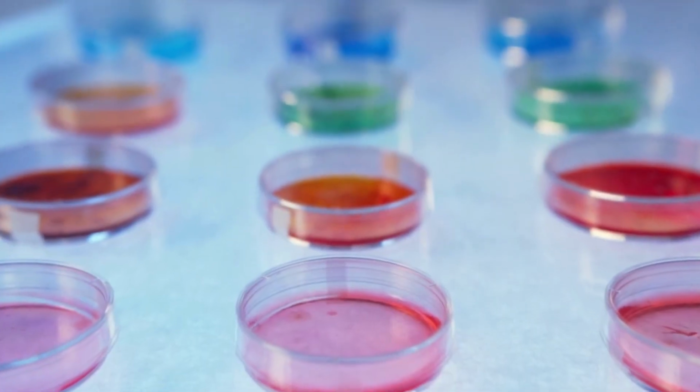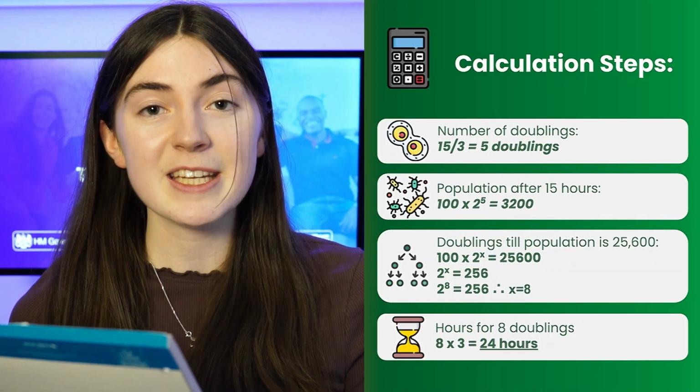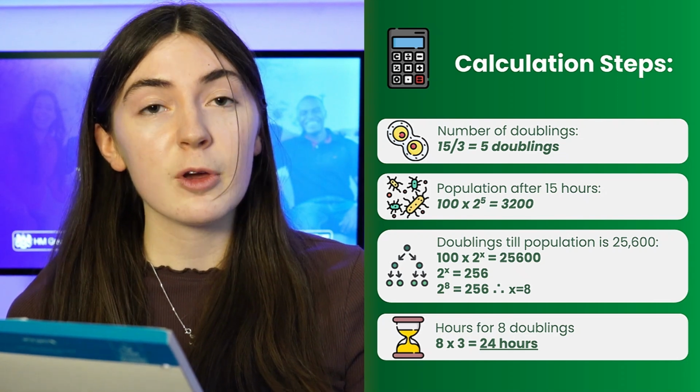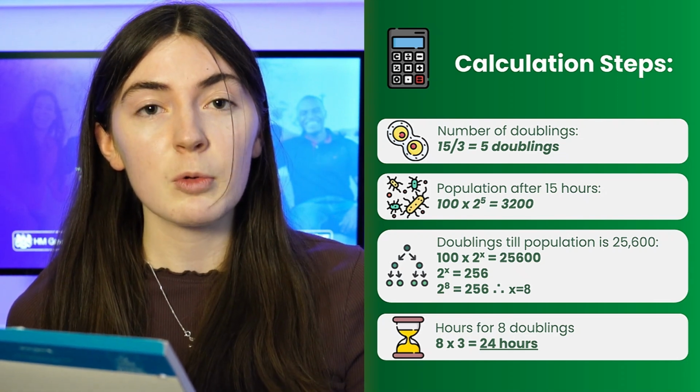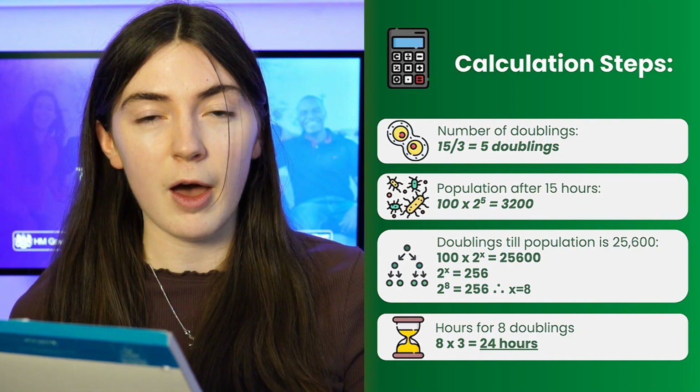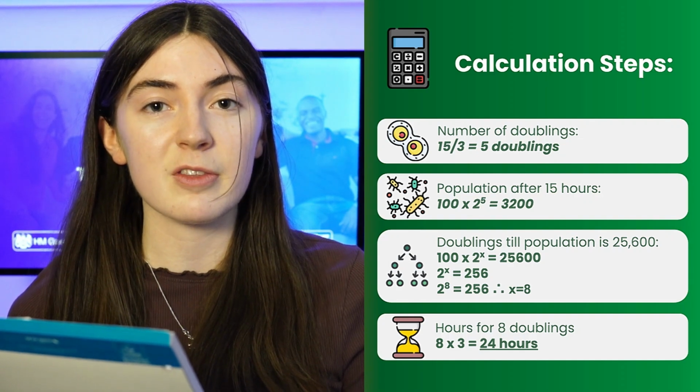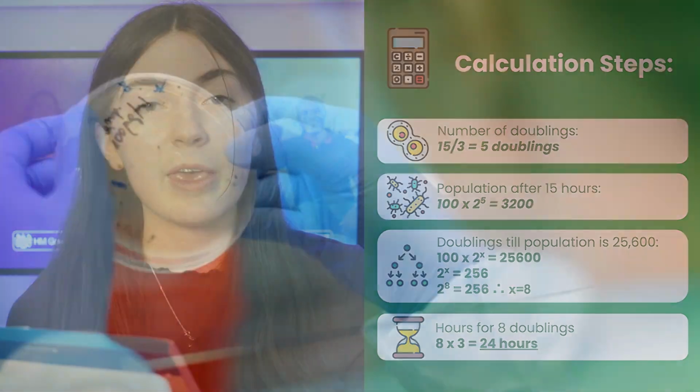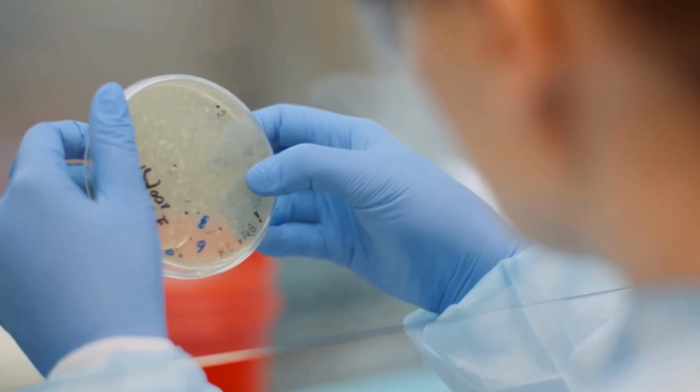So first we want to work out the number of doublings within 15 hours. So we'll do 15 divided by 3 to get 5 doublings. Then, because we have 100 bacteria to start with, we'll do 100 times 2 to the power of 5. And it's a factor of 2 because it's doubling each time. And with this we get 3,200 after 15 hours.